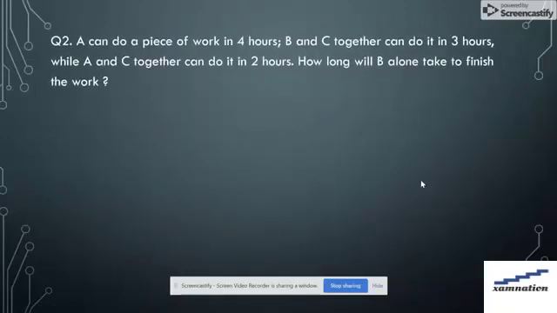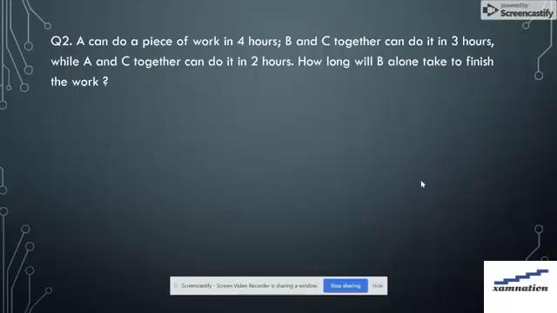A can do a piece of work in 4 hours, B and C together can do it in 3 hours, while A and C together can do it in 2 hours. How long will B alone take to finish the work? So as I had said in the beginning, some questions might not give you the data in individual form, but can give you the time taken together. Then you need to back calculate and find the individual time.